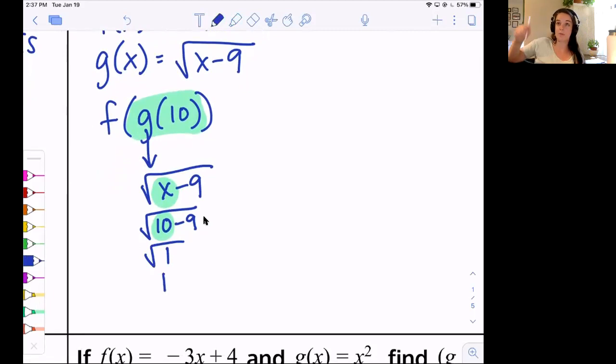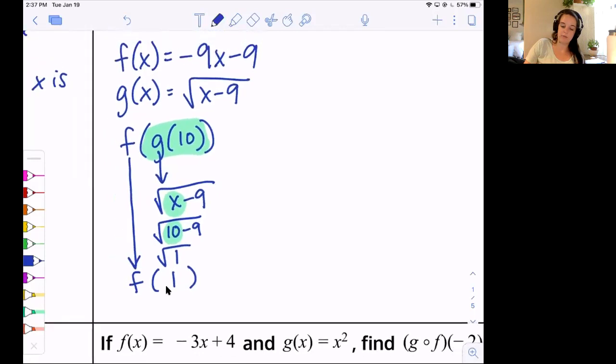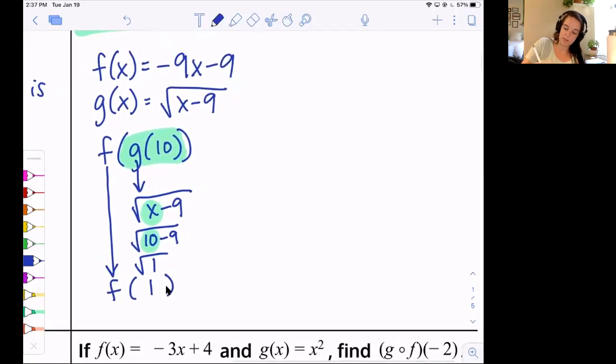It's 1 because 1 times 1 is 1, right? The square root of 4 is 2 because 2 times 2 is 4. It's interesting. We'll talk more about square roots soon. Okay, so g of 10 turned into 1. I now need to do f of 1. So I'm trying to do f of 1.